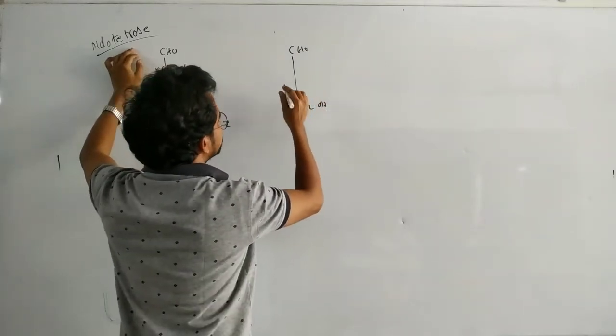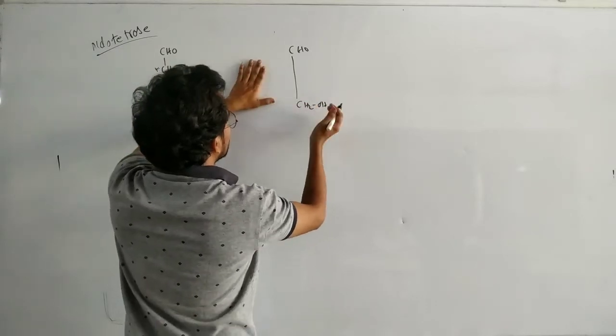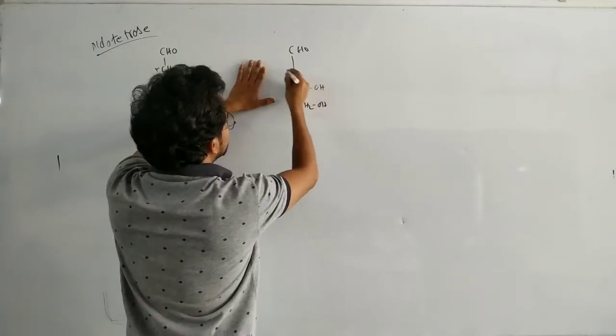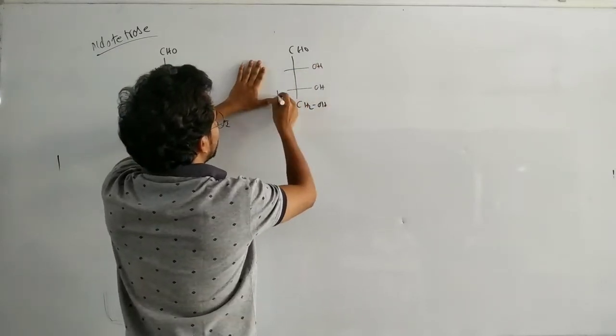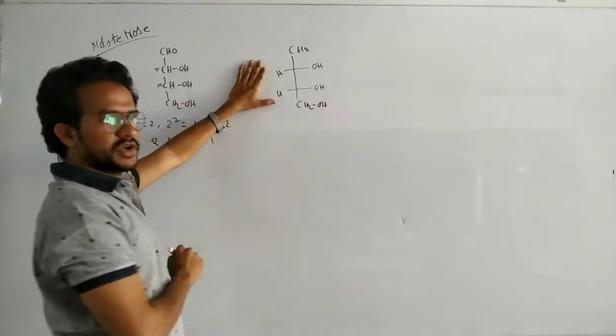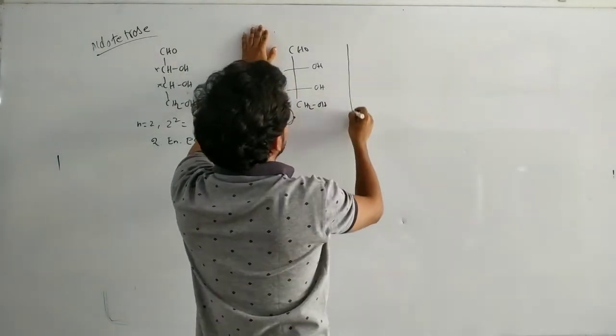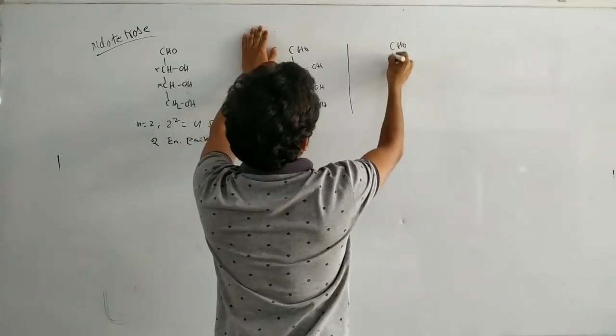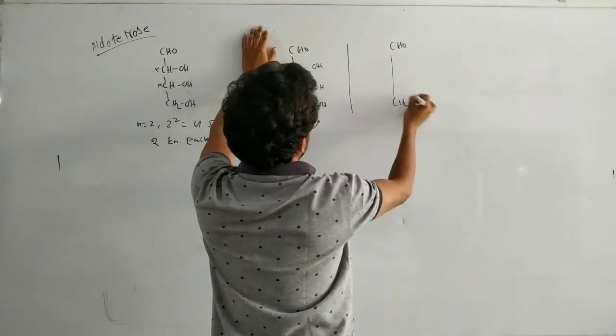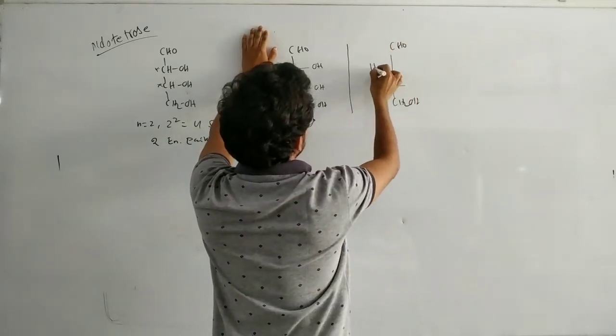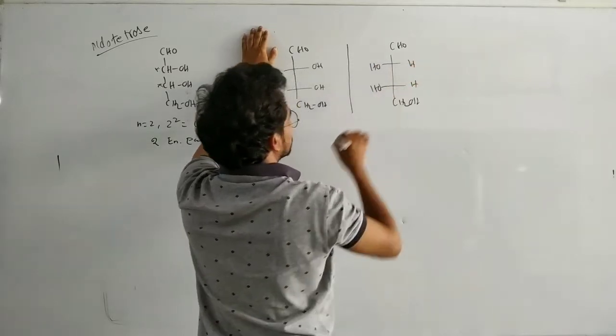Here, OH on the right side, OH on the right side. I am writing this one. Here it's the mirror image: CHO, CH2OH, with OH, OH, and hydrogen on this side.